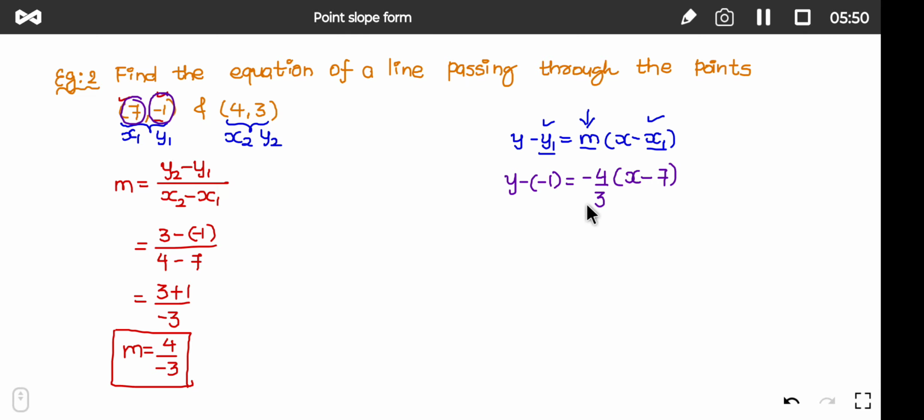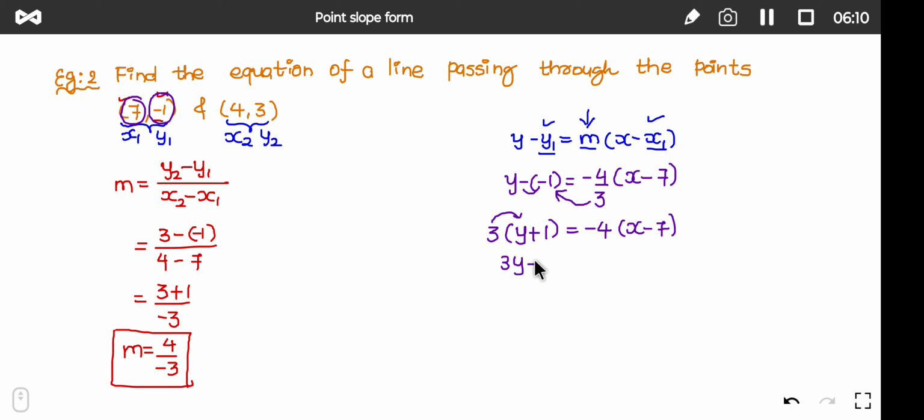Now if we take this 3 in the cross multiplication here, so 3 inside the bracket y, and here this minus and minus gets plus 1, is equal to minus 4 times x minus 7. So if we multiply this 3 inside, 3 into y, 3y, plus 3 into 1, which is 3, is equal to minus 4 into x, which is minus 4x, then minus 4 into minus 7. So minus minus gets plus first, then 4 into 7, which is 28.